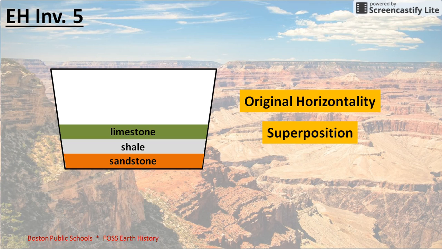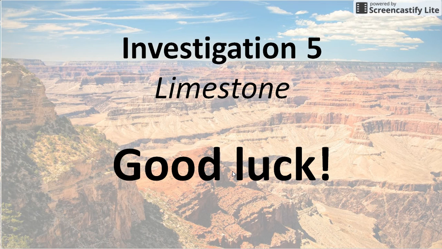and that is the principle of original horizontality, which states that sedimentary layers are deposited in horizontal orientation initially and form the rocks, and that if we see them in anything other than a horizontal orientation, then something must have happened to change that. And secondly, that the principle of superposition states that new layers are always deposited on top of older layers. And so therefore we can get the relative ages of the rock layers by following that concept. So that about ends investigation 5. It's fairly straightforward, and it wraps up the sedimentary processes explored in the Foss Earth History Kit. Good luck.